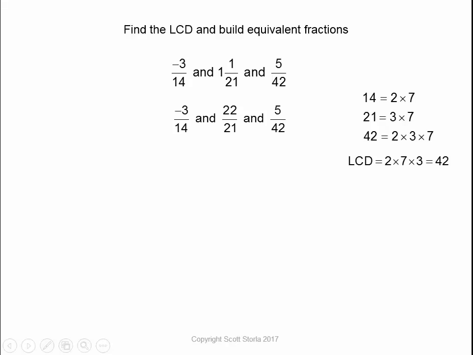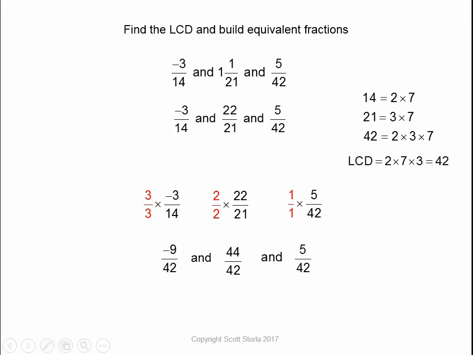The form of 1 I need for my first fraction will be 3/3. For my second, 2/2. And for my third, I really don't need to multiply by anything, but if you'd like to think of it as 1/1, that's fine. That gives me -9/42, 44/42, and 5/42. Well, that concludes this video where we have combined least common denominator and equivalent fractions.